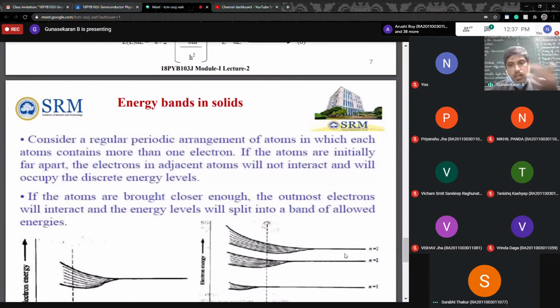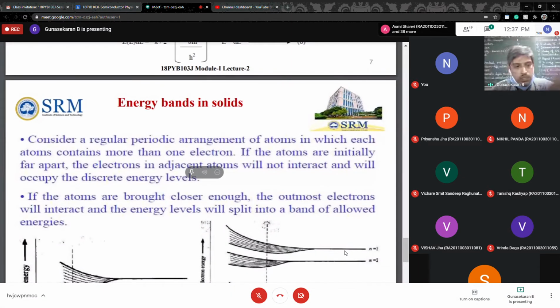Now, in the outermost orbital, how many electrons are there? Only 4 electrons are there, so 3s2 and 3p2. K shell is completely filled. L is also completely filled. In M shell, there are basically 18 electrons, but out of 18, only 4 electrons are available now.